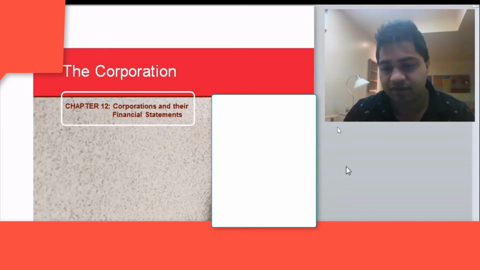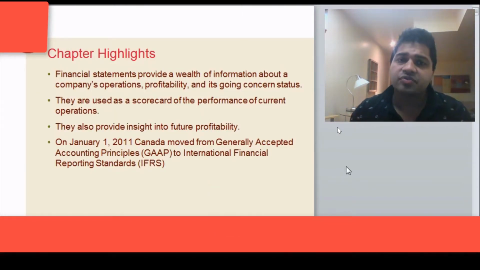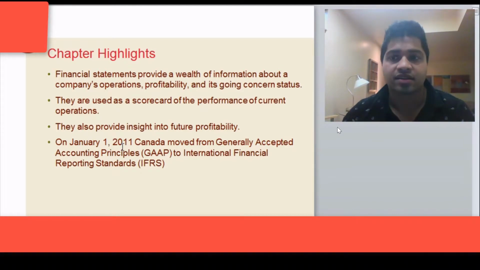So let's start. In this chapter, we are going to discuss financial statements and how they provide a wealth of information, how they can help to gauge the performance of a company. Now, the important point is that in January 2011, Canadians started following IFRS. We used to follow GAAP, generally accepted accounting principles, and we moved to an international system called IFRS. Now each reporting that happens for a company follows IFRS rather than GAAP.